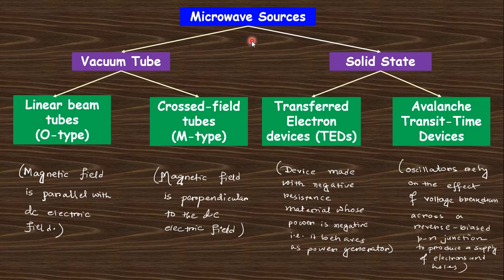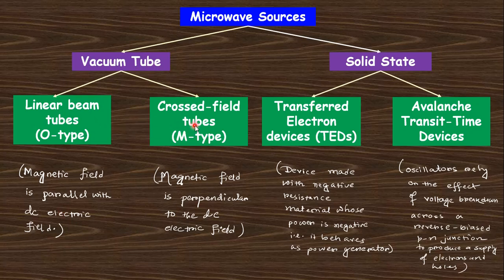that is, the microwave source can be developed by the vacuum tube as well as by solid state devices. And vacuum tubes are classified into two parts: linear beam tubes, that is called O type. O means original. Here the DC electric field and the magnetic field are parallel. Magnetic field means the magnetic field of the RF power, the RF source. Actually these are parallel, and in case of the M type, the magnetic field is perpendicular to the DC electric field. This is the vacuum tube.